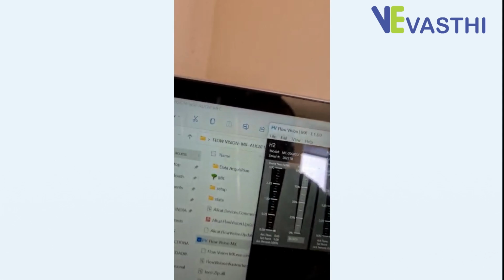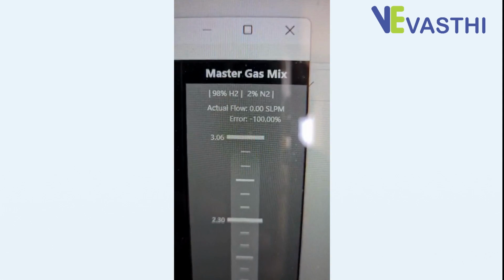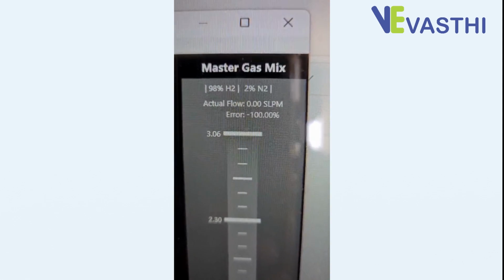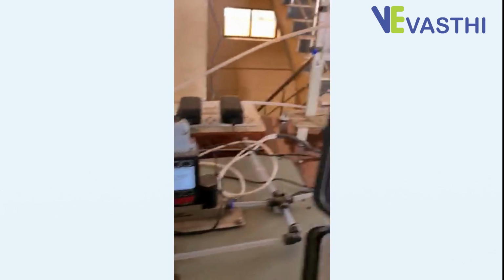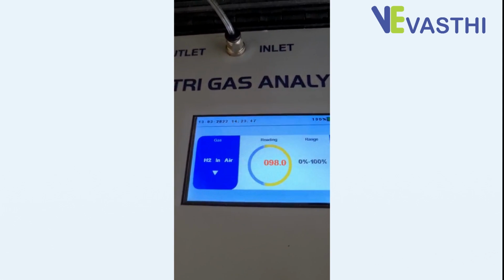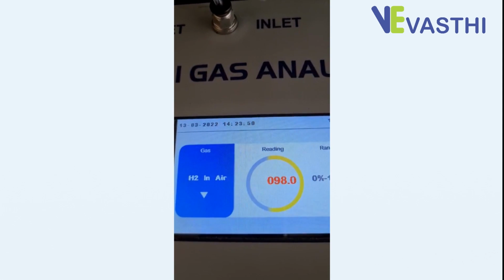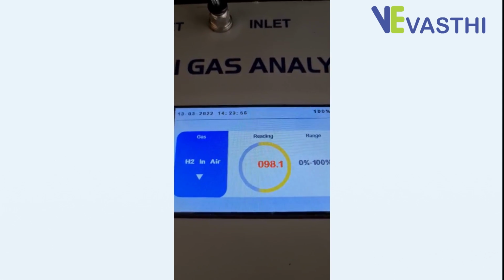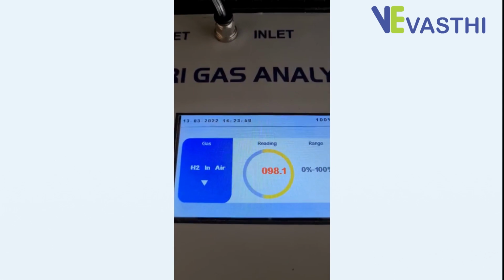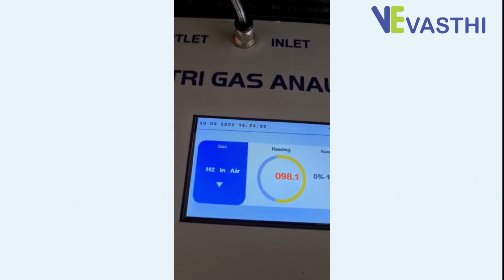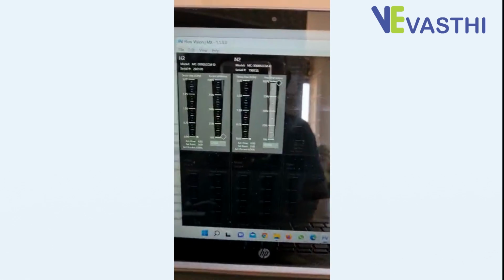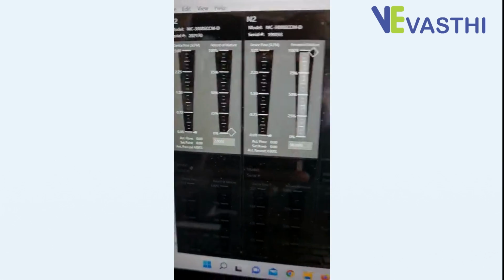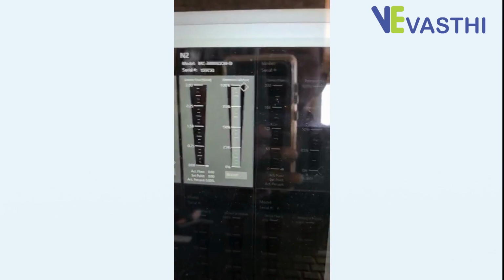This is 98% at the rate of 1 LPM. The mixing ratio is, as visible, 98% H2, 2% N2. Let us see how much the analyzer shows. H2 in air mode, 98%. Now it has got stable at 98.1%.